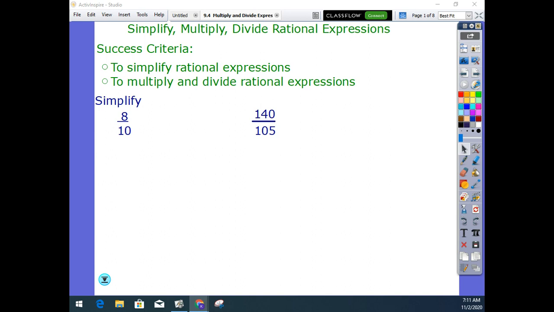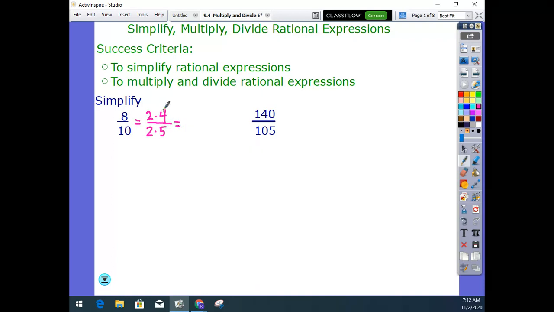Simplify, multiply, and divide expressions. So we're going to work our way into rational expressions. Now, the way you want to think of it, let's break our numbers all into factors. So what do we multiply together to get 8? 2 times 4, and 10 is 2 times 5. We want to have all prime factors.